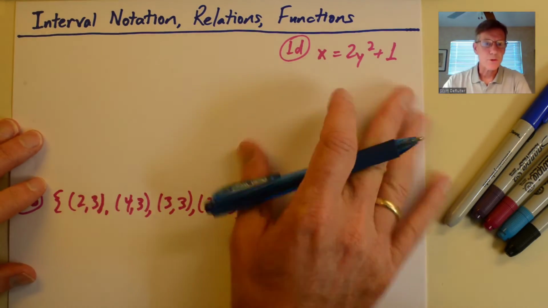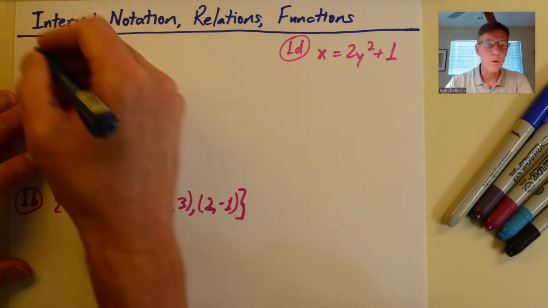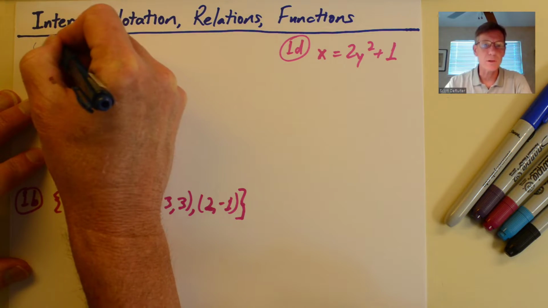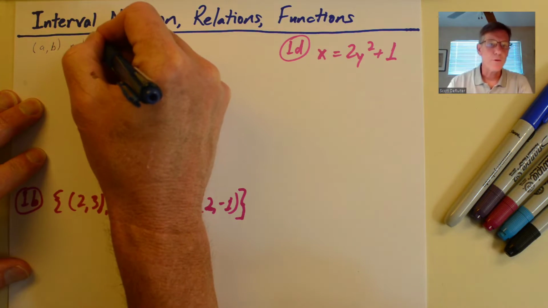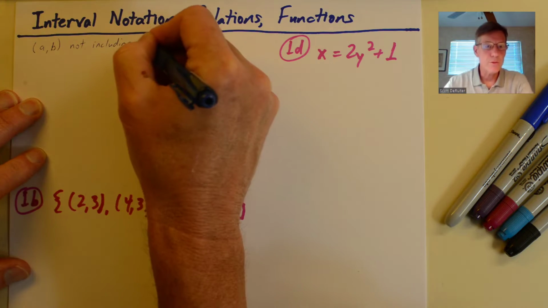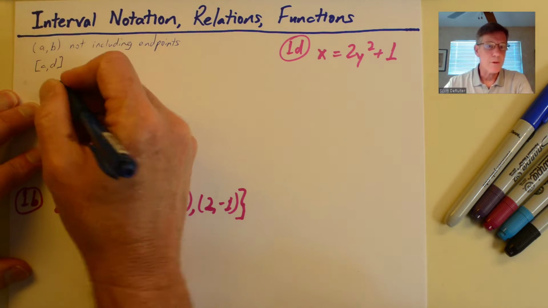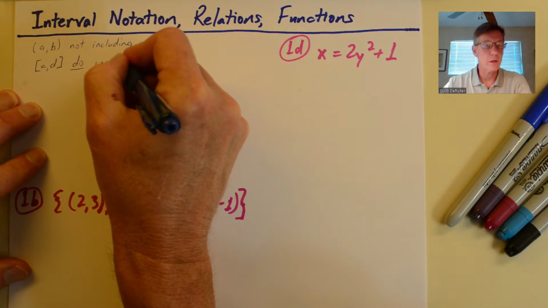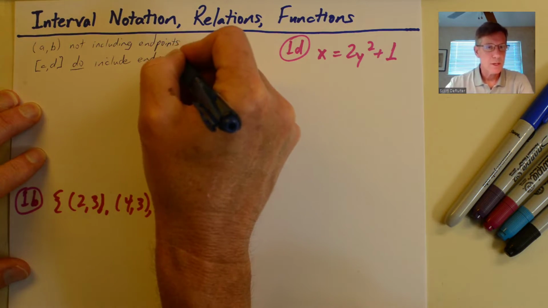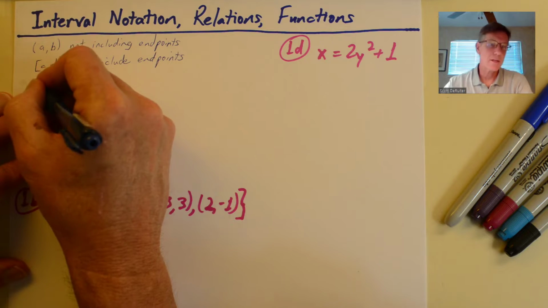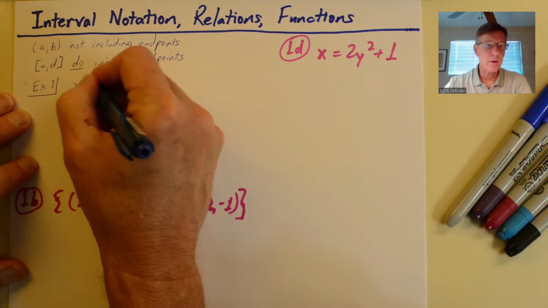We are in Chapter 2. This is Section 2.1. We'll be talking about interval notation, relations, and functions. So first, for interval notation, if we use the parentheses, we're not including those endpoints. And if we use brackets, then we are including those endpoints. So parentheses, not. Brackets, we are. Here are a couple of examples.